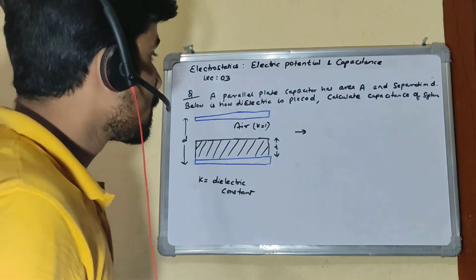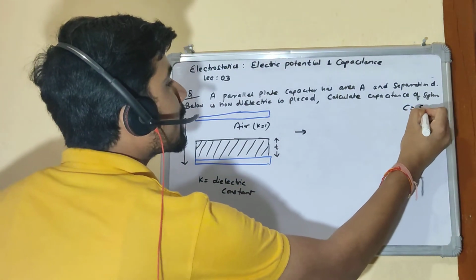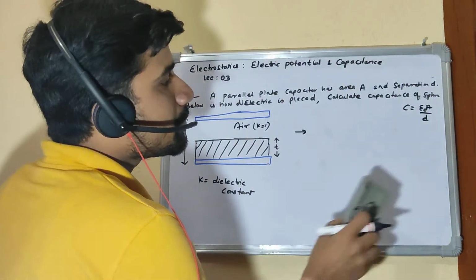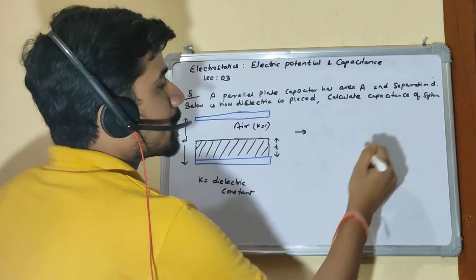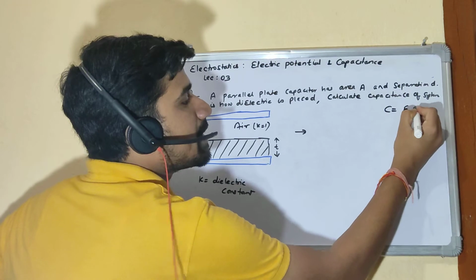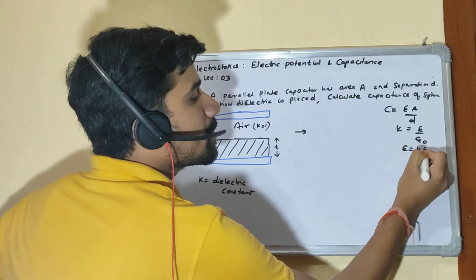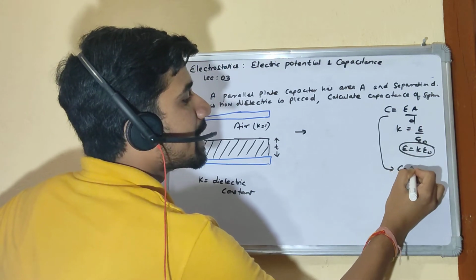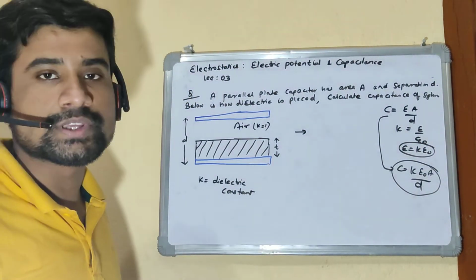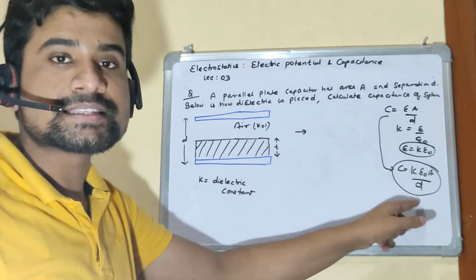Let's try to find C1. Capacitance of a parallel plate capacitor is given by epsilon naught A by D, right. But in general, for capacitors which do not have air or vacuum as dielectric, it becomes epsilon A by D. And K is nothing but epsilon by epsilon naught, so epsilon is K epsilon naught. So this becomes K epsilon naught A by D. Using this formula, let's find C1 and C2 here. What we need is the dielectric constant, the area, and the distance between the plates, right.